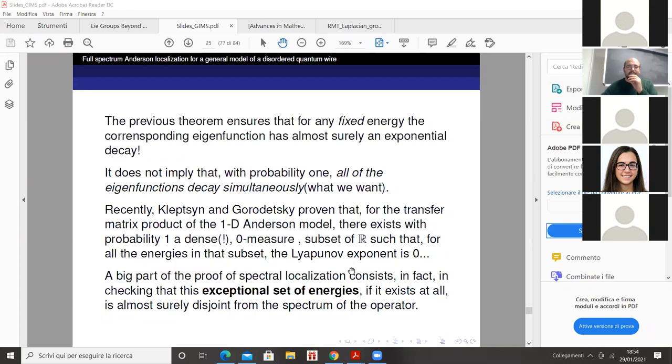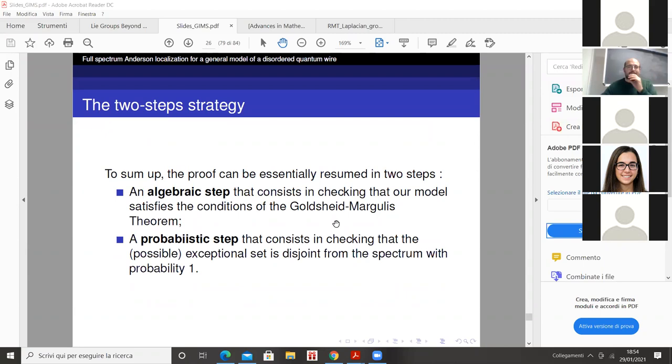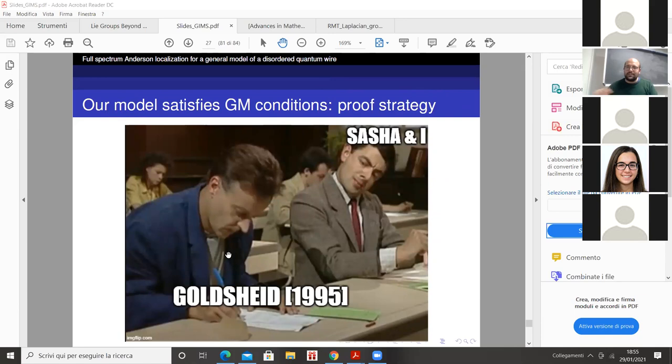So we have this two-step strategy. Algebraic step, checking that the Goldsheid-Margulis conditions are satisfied. Probabilistic step, check that the exceptional set is disjoint from the spectrum with probability one. We have a strategy. I will briefly talk about the proof strategy of these two steps. The first one is basically this. Goldsheid did it for the Anderson model on the strip in 1995. So me and Sasha, we are basically imitating what he did. I have no time at all to explain in detail. I don't think I have time.